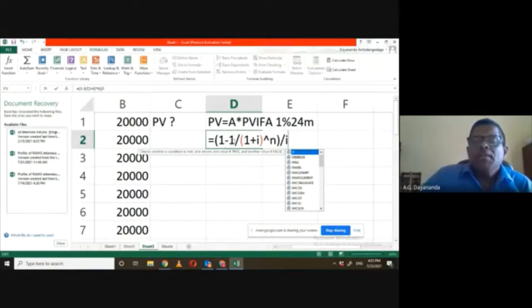1 minus 1 divide by 1 plus I power n. The total formula.